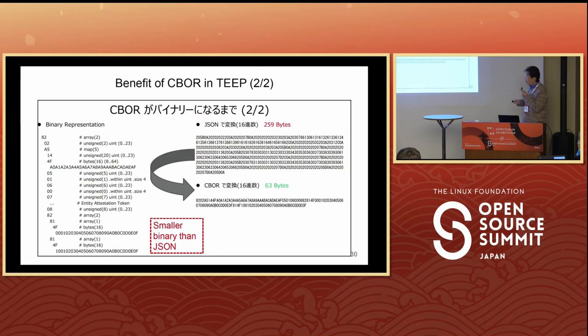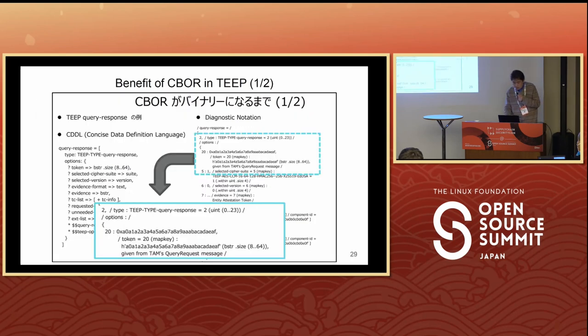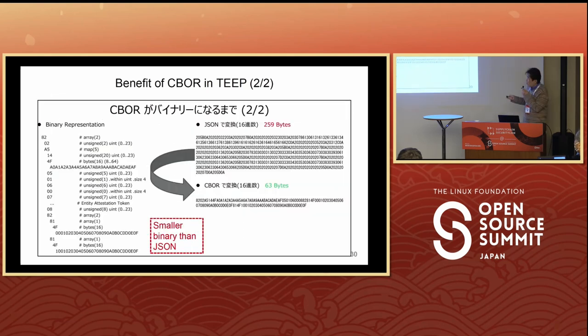And so this is the binary, and you could decode it if you would like. If it starts with 82, it's an array. And the 2 means probably a TEEP query request. Number 2 is probably here, yeah, type 2 request. And if it's 5, it's a map. And they have the contents of the map listed here.